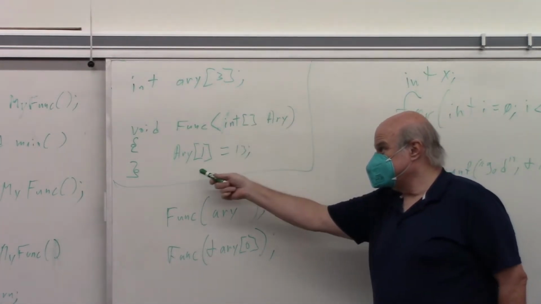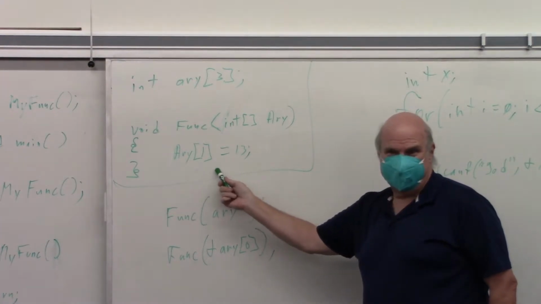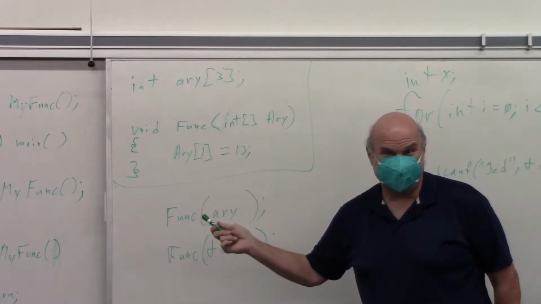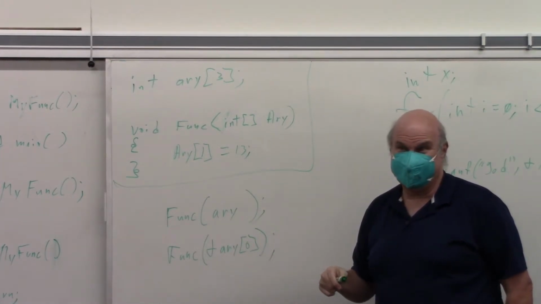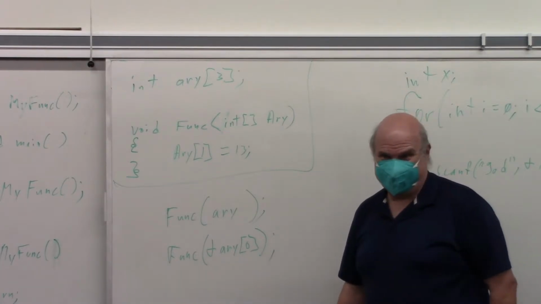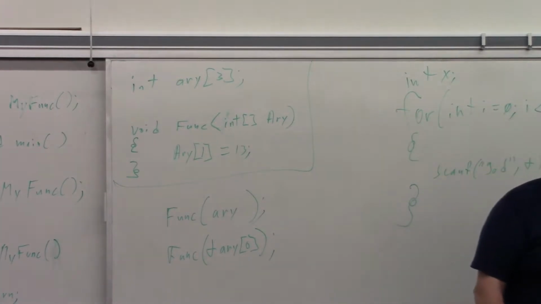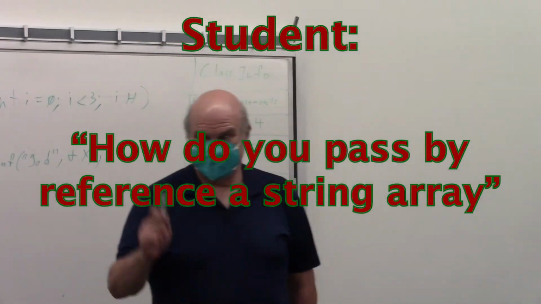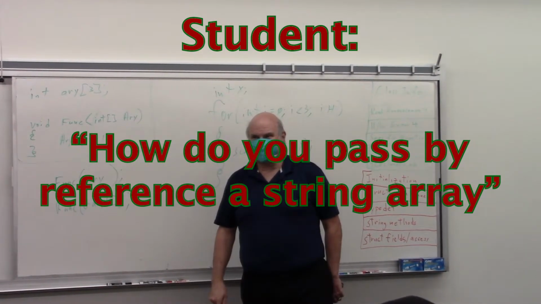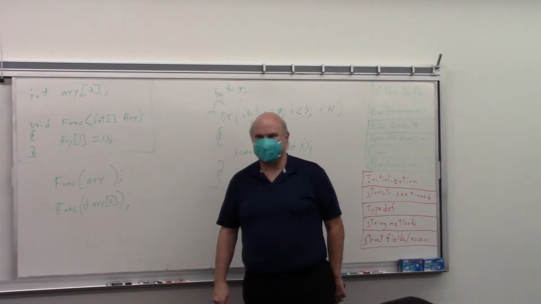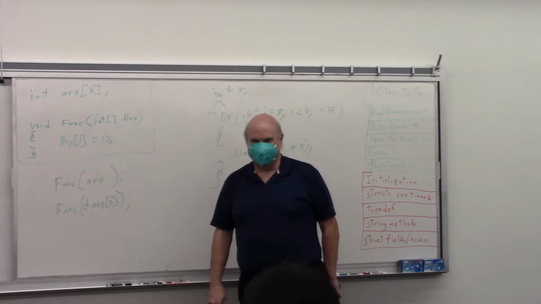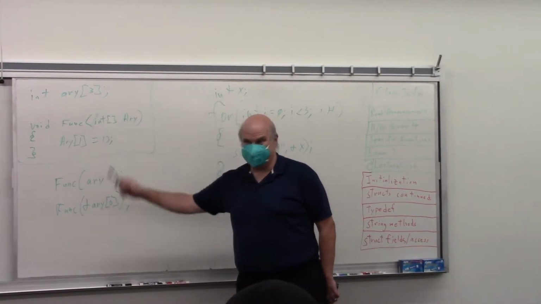In this case, if you said array sub 3, what would happen? It would stomp on somebody else's memory is what it would do, unfortunately. It would not be valid, you're correct. Any more questions? One more time, how do you pass by reference a string array? This is the same for any array. Any type of array, same rules apply.